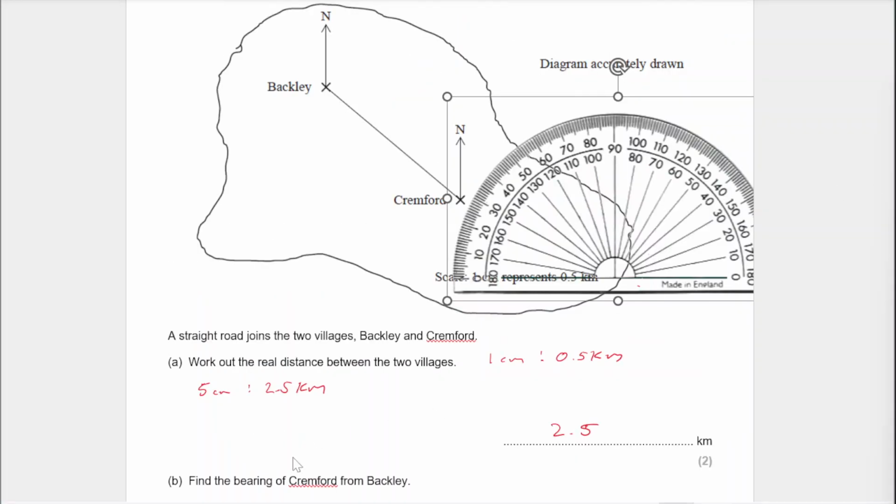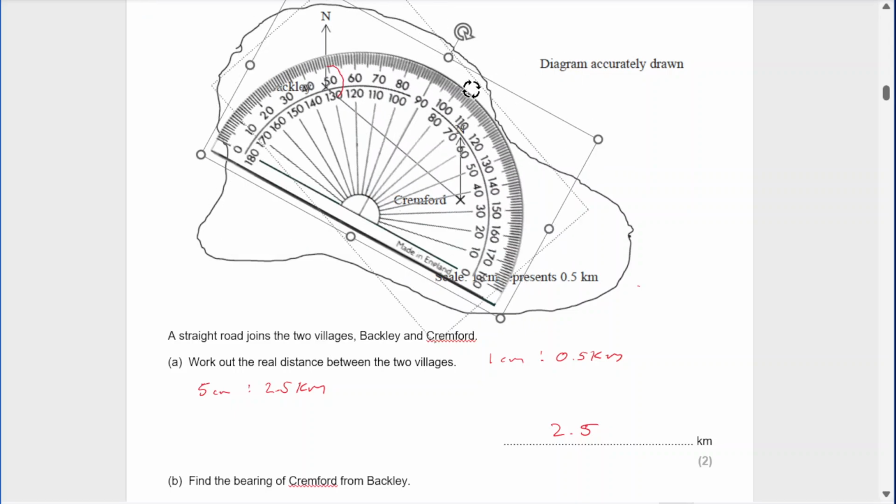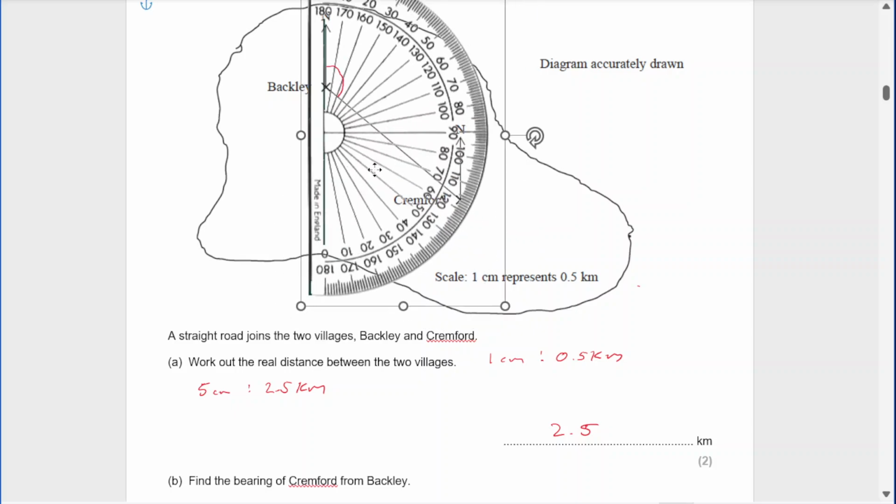Okay, so I've got my protractor. Find the bearing of C from B. So we're measuring from B, so I want to measure this angle here. C from B, B is where we're measuring from. So I need to spin my protractor around so the 0 line is meeting the north line. That looks roughly there.